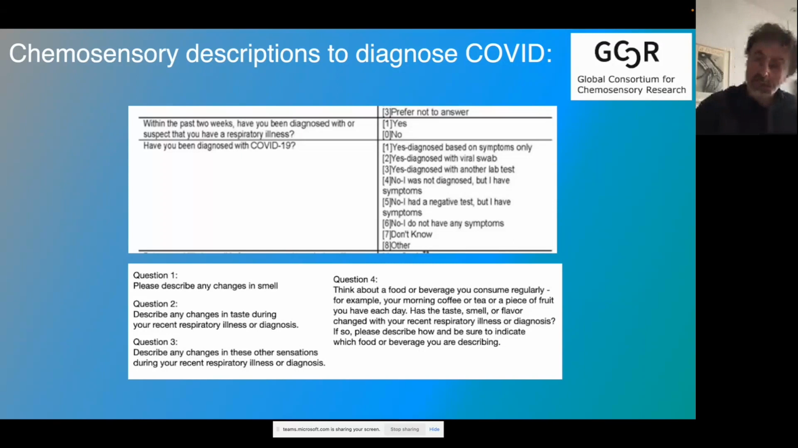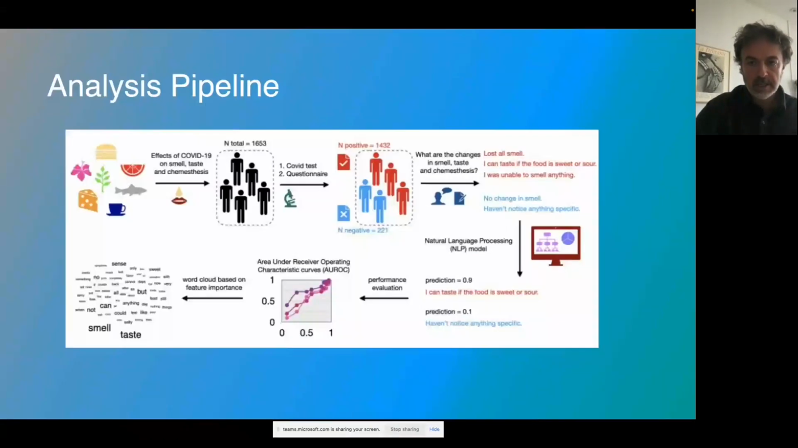So we took this further and we said, well, can we actually analyze the responses to these questions to try to predict who has COVID and who doesn't, and for example, who has symptoms, and also people that don't have symptoms, right? And so we did that. We collected the data from the questionnaire, and people would say, and I'll give you a few examples, things like, I lost smell, I can taste food, whether food is sweet or sour, I cannot smell anything. So there were several examples.